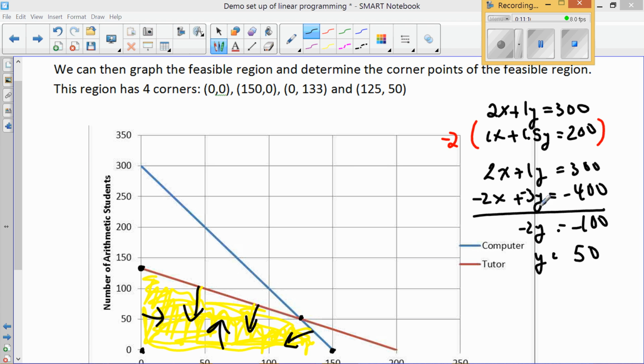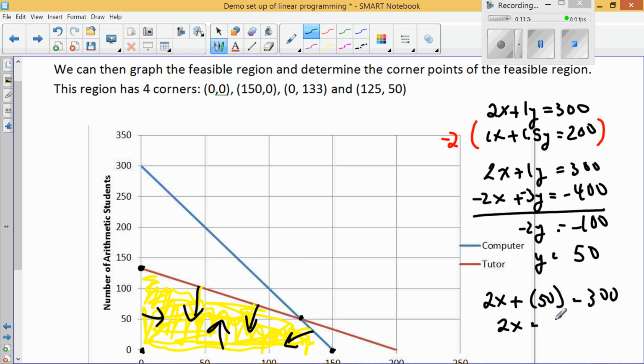Solving eliminates the x. That way I've got y equals 50, and then once I've got y equals 50, I can go back to either of the two original equations, plug in 50 for y, and solve for x. I get 2x equals, let's see, subtract the 50, it would be 250, divide, I get x equals 125, which looks reasonable looking at the graph. X is 125 and y is 50.